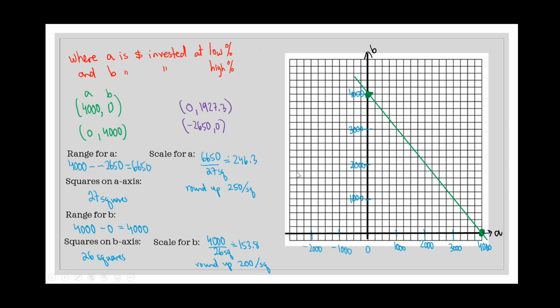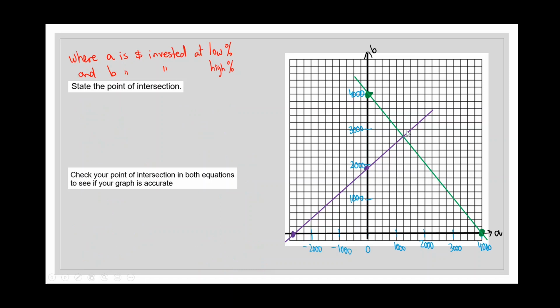And then we can just plot the 2 green points, 4,000 and 0, and 0 and 4,000. So that's pretty easy to do. And then the purple points, plot it, estimate it a little bit, that's okay. And so we could see the POI should be, let's see, if we were to estimate it, 1 square away from 1,000. And we were counting by 250, so that's 1,250. And then along the B-axis, it is just 1 square below 3,000, and that was counting by 200. So that's going to be 2,800.